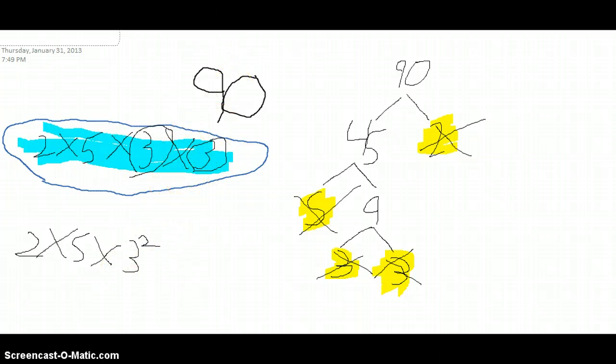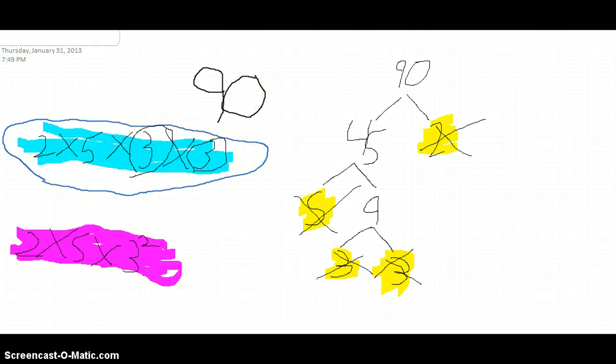But here is your prime factorization with exponents, and here is your prime factorization with just your regular prime factorization.